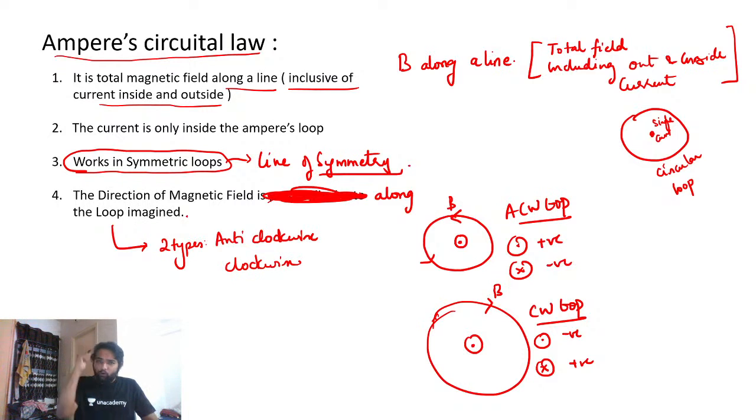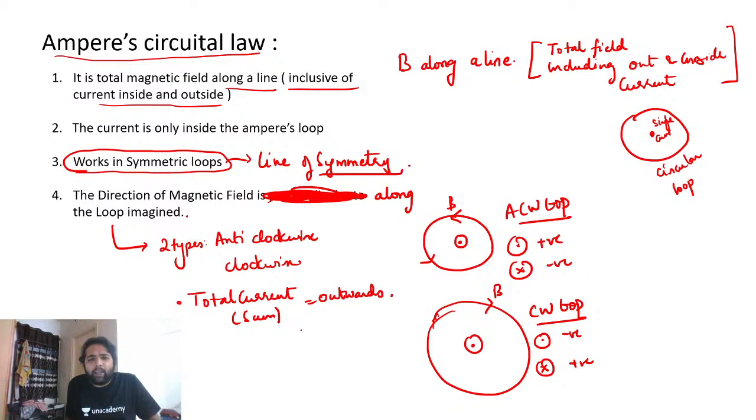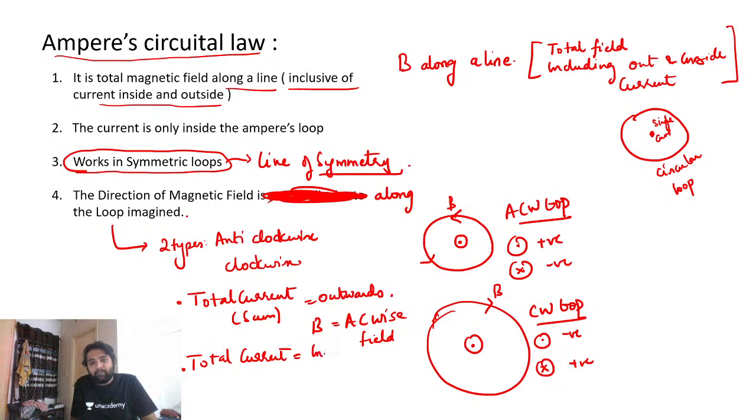If the total current is outward, then the field in the loop will be anti-clockwise. So when the total current is outwards, then the loop field will be anti-clockwise. The magnetic field is anti-clockwise, right? If the total current is inwards, then the field will be in clockwise direction. Remember this.